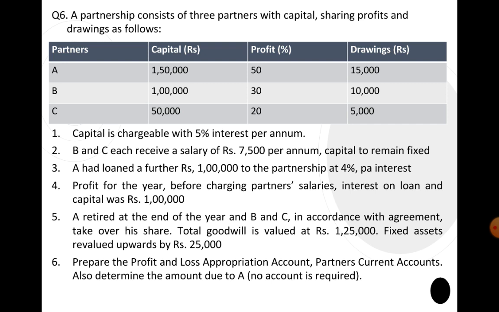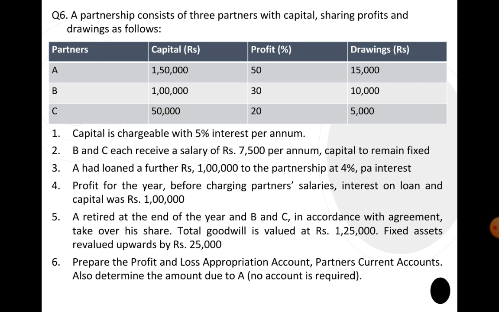So firstly, before we dive into the question, let's just look into what we should do, what falls where. Okay. As I said earlier, prepare profit and loss appropriation account and partner's current account. So first point, capital is chargeable with 5% interest per annum. How do you pay interest? You're going to be paying it out of the profits, isn't it? So it should affect your profit and loss appropriation account. At the same time, it is on capital, so it is an interest on capital, therefore it should affect your partner's current account as well.